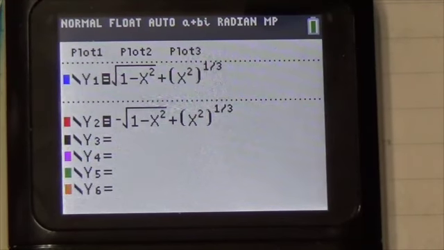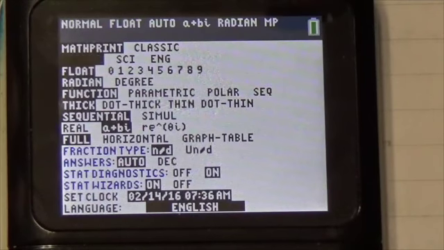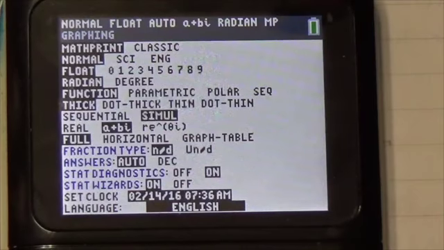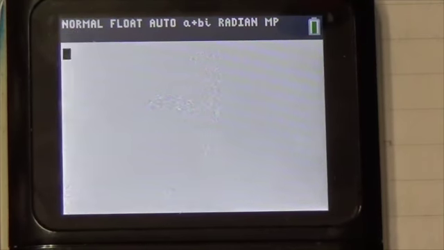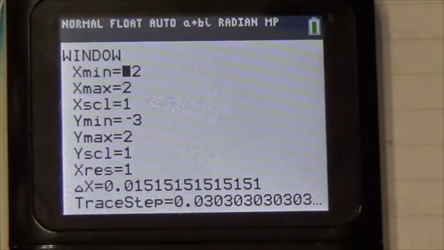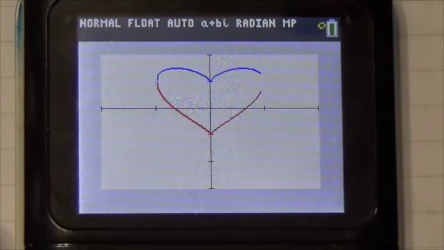Now, before we go on, I'm going to go back to my mode here, and I'm going to come down here, and I'm going to graph simultaneous. It looks a little bit better if you do it simultaneous here. Okay, and I'll quit. My window settings can stay the same as what I had before, and now when I press graph, hey, there you go. There you go.